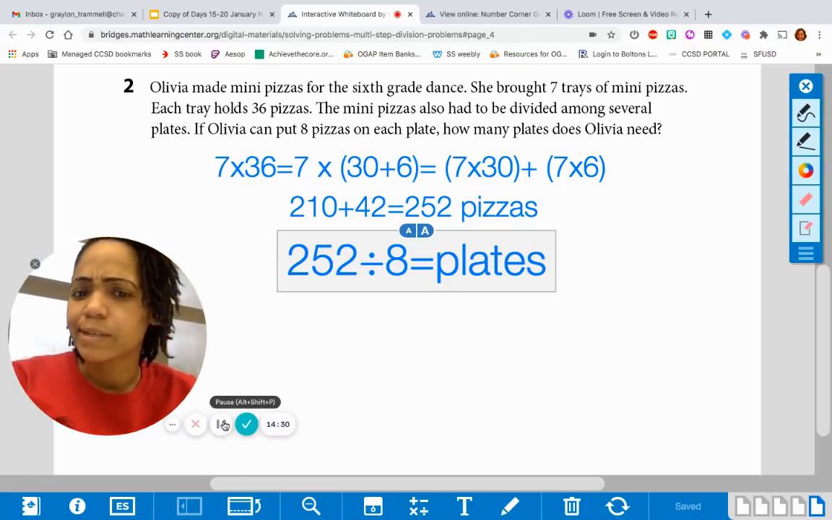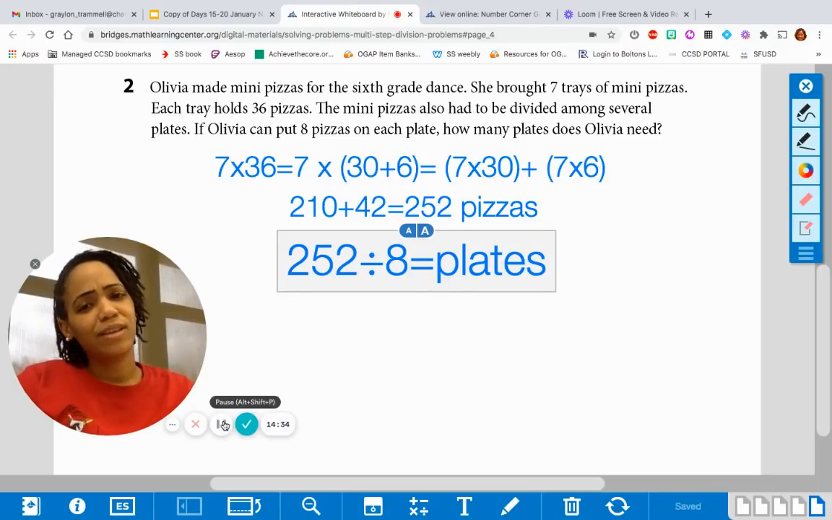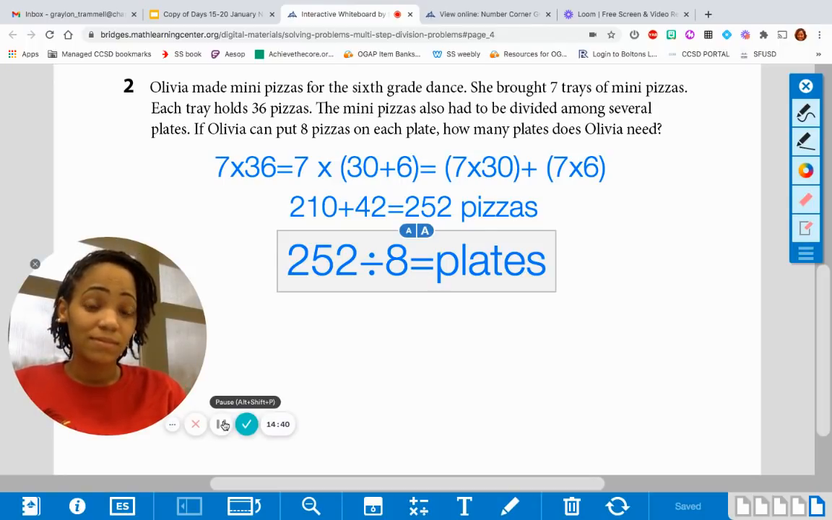Let's make an estimate here. Let's start there. About how many plates do you think we'll need? Will it be more than 10? Yeah, because 10 times 8 is 80. We need more than 10.